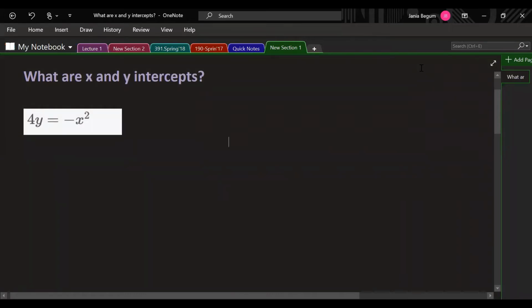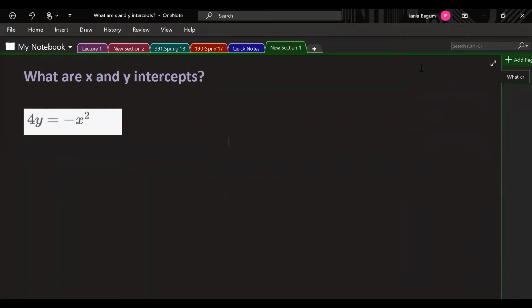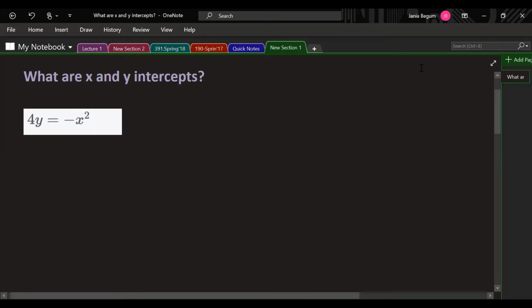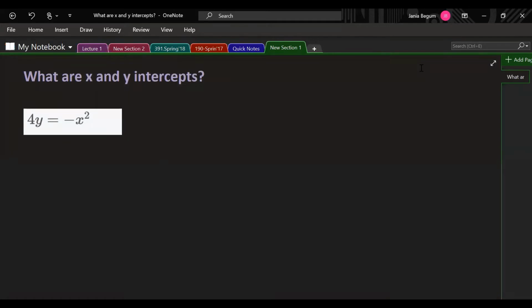So in this video, I'm going to show you how to find the x-intercepts and the y-intercept of a given equation and from a graph as well. So let's first define what is an x-intercept and y-intercept. As you may recall, x-intercept is the point where the graph intersects the x-axis, which is the horizontal axis, and y-intercept is the point where the graph intersects the y-axis.